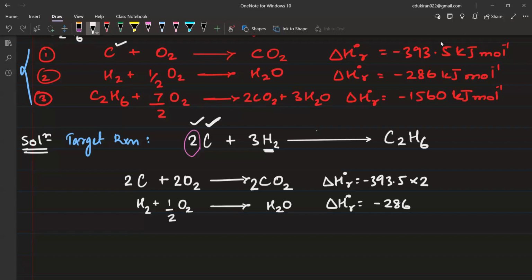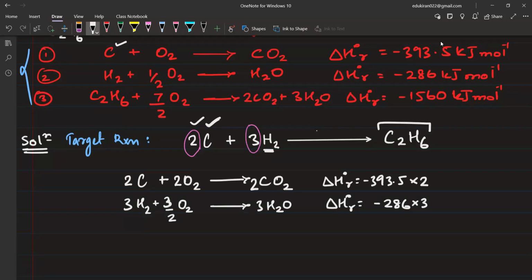ठीक है? Now tell me, did we need only hydrogen or we needed 3 hydrogens? We needed how many hydrogens? 3. तो 3 से multiply कर दें हम. Make sense? So 3 hydrogen reacts with 3 by 2 oxygen, gives you 3 H2O, and this also will be multiplied by 3. Is that clear? Yes or no? Please tell me. Yes, sir. ठीक है, अब ध्यान सुनिए.